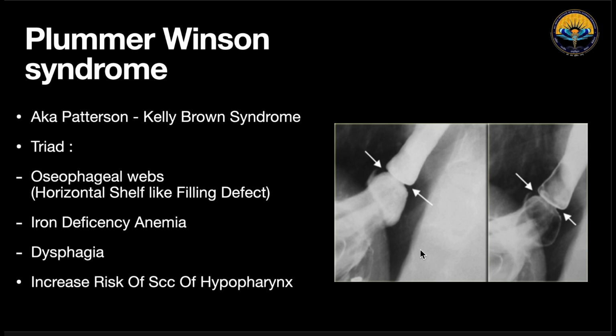Second is the Plummer-Vinson syndrome, also called Peterson-Kelly-Brown syndrome. The triad for this is esophageal webs, iron deficiency anemia, and dysphagia. So in this we can see some filling defects, horizontal filling defects in the esophagus, that are the esophageal webs.